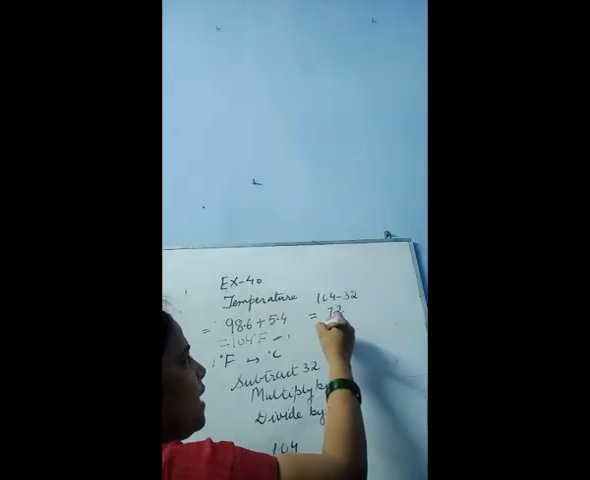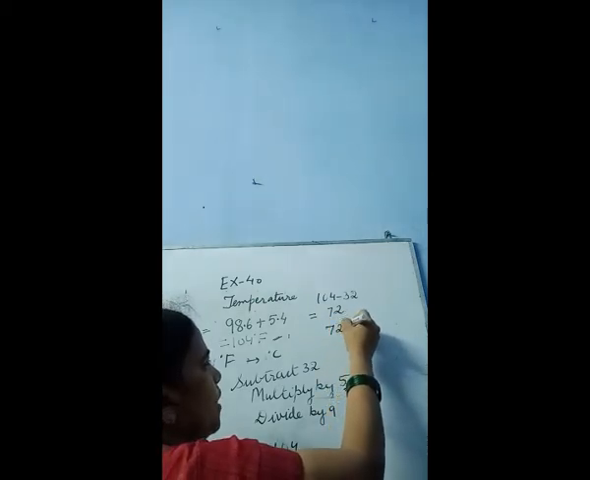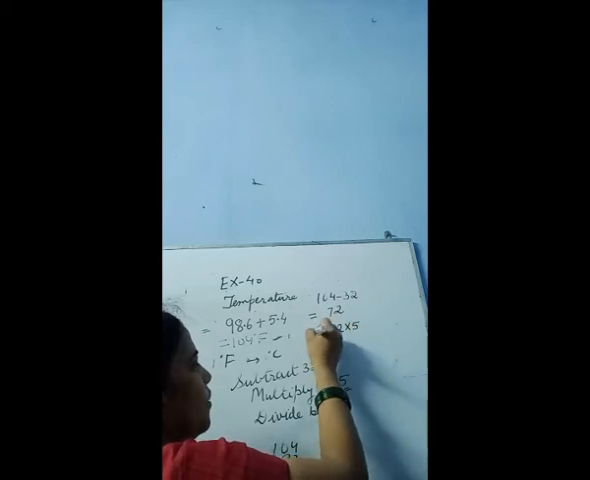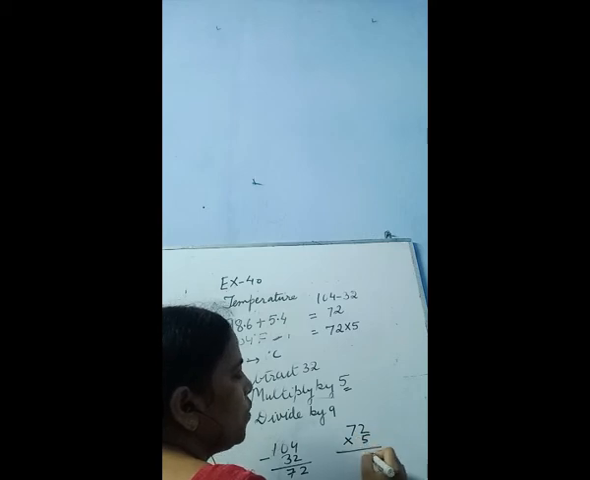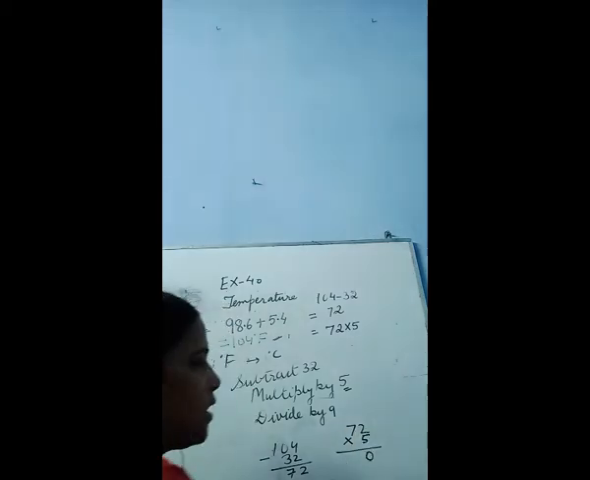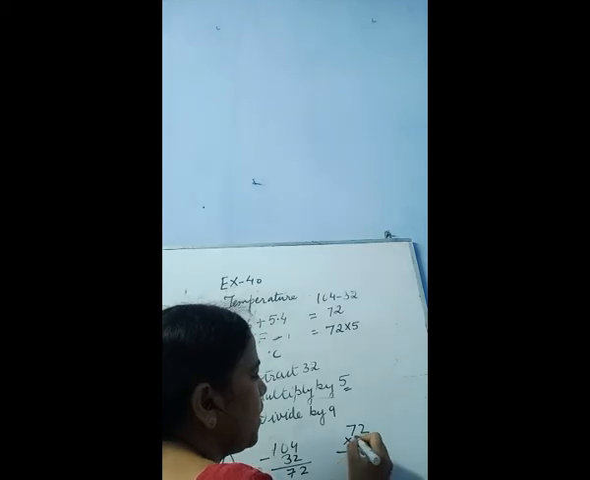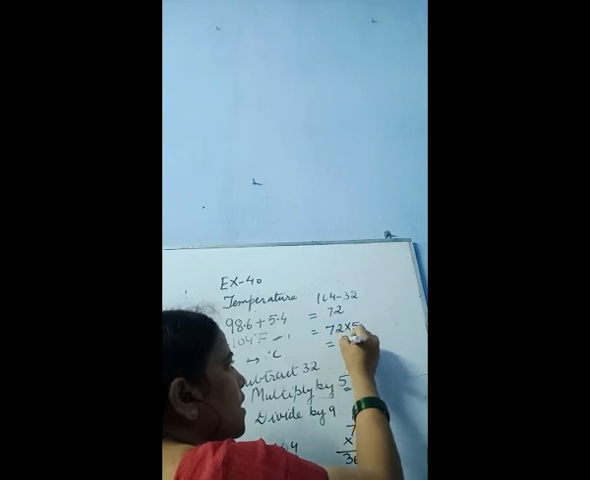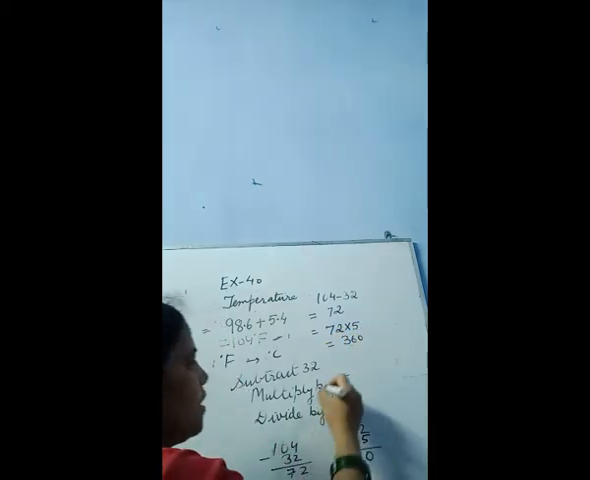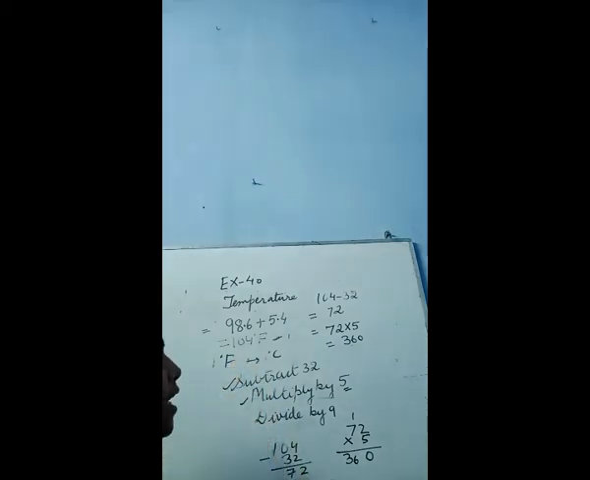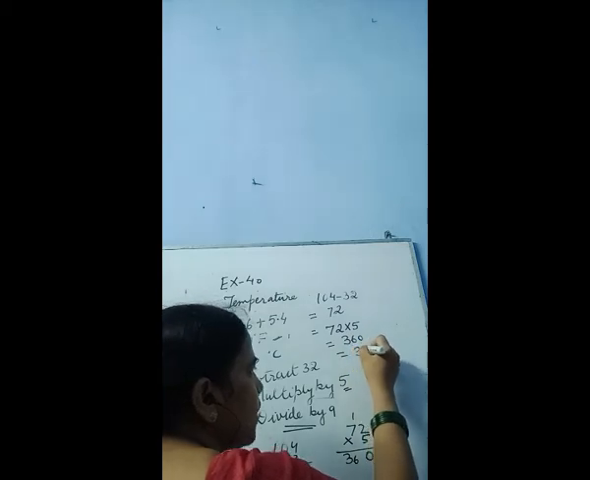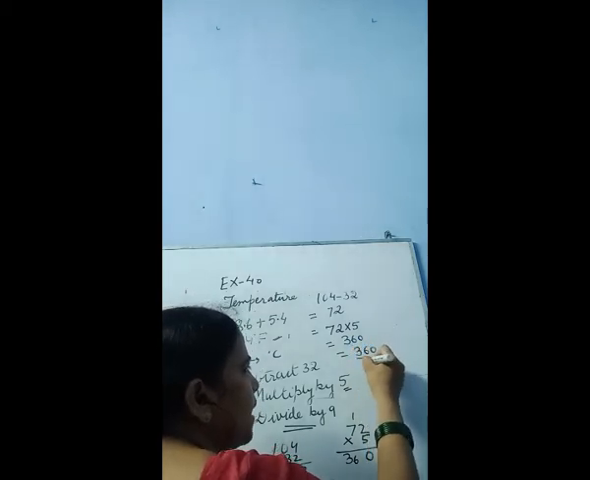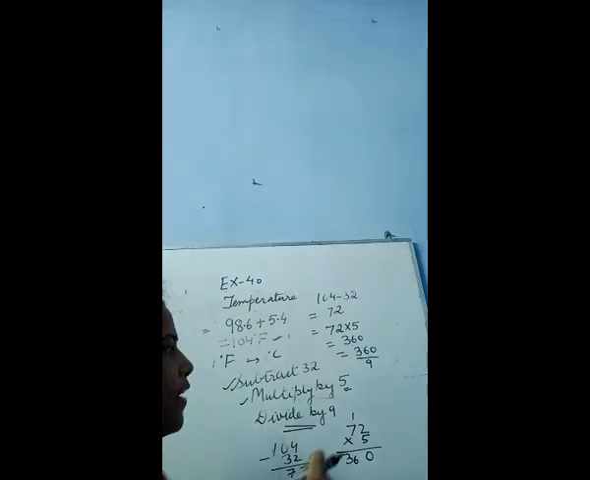Now this 72, what do we have to do? We have to multiply it with 5. So 72 multiplied by 5. Let us do this also and see how much we are getting. 2 5s are 10, 7 5s are 35 plus 1 from this is 36, so it is 360. Okay, this is 360. We have done the first step and the second step. Now divide this by 9.